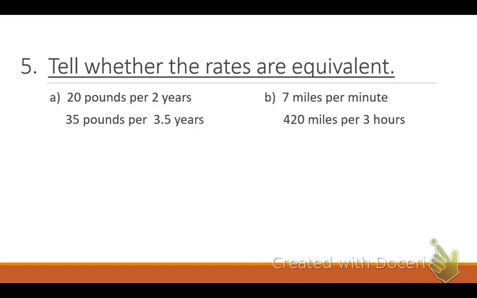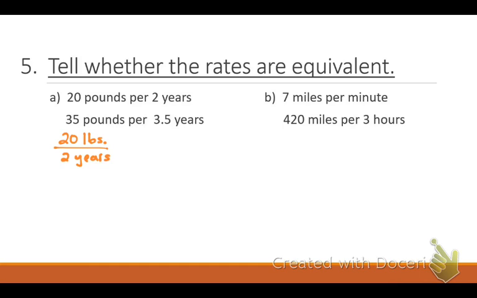So let's just do it like we normally would. We're going to start with the top one. 20 pounds per 2 years. How do I write that now as a ratio? 20 to 2. Okay, 20 pounds, LBS is for pounds, per every 2 years.